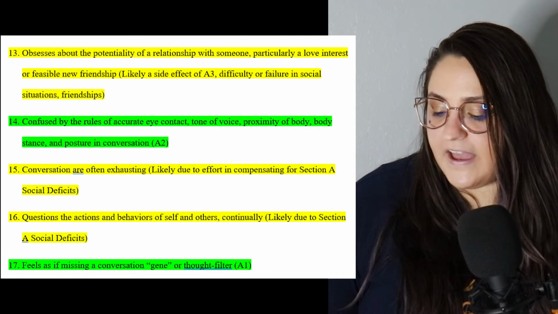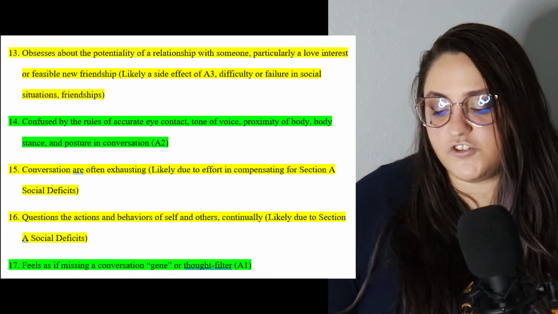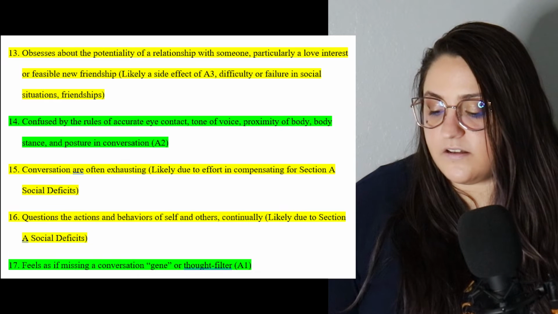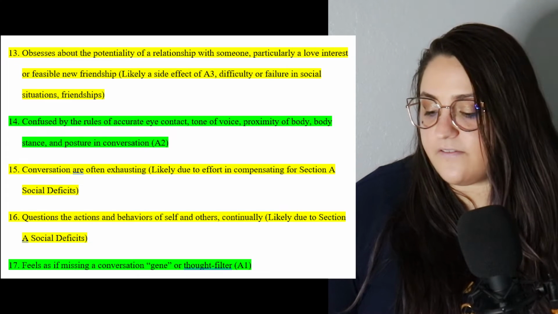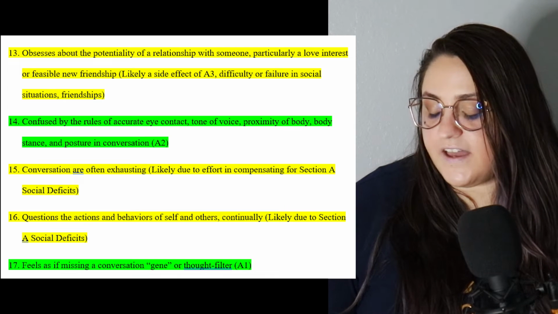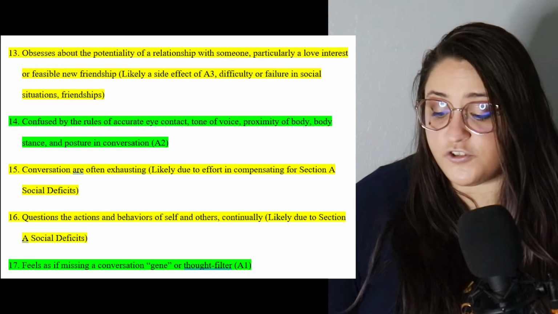Confused by the rules of accurate eye contact, tone of voice, proximity of body stance, and posture in conversation, I put under A2. Conversations are often exhausting. I feel like this is likely due to the effort in compensating for the Section A social deficits. Questions the actions and behaviors of self and others continually, again, likely due to the Section A social deficits.